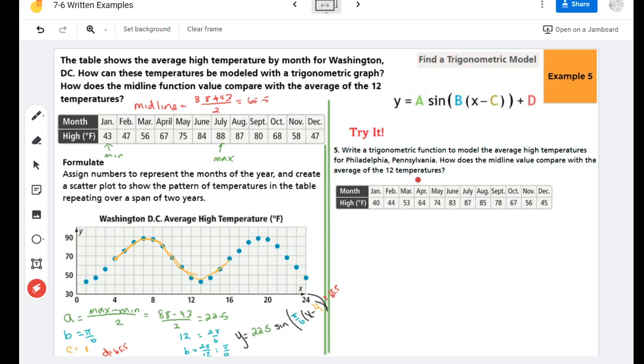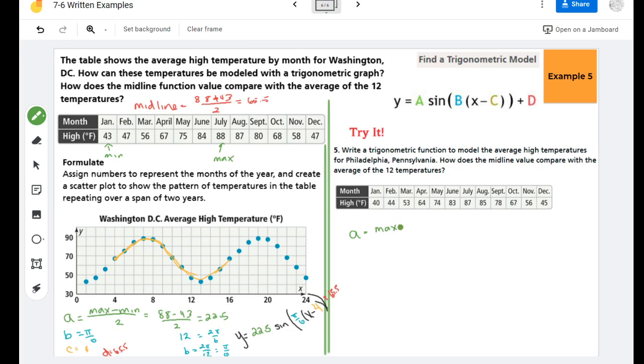Alright, so we're going to try to do this again in the Try It, but now it's dealing with Philadelphia instead of DC. Alright, it kind of sucks because Savvas doesn't actually give you the graph and explanation, but that's okay. We're adults. We can do this. Let's start with A.